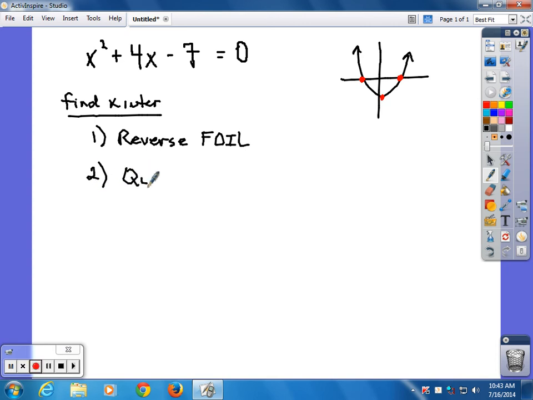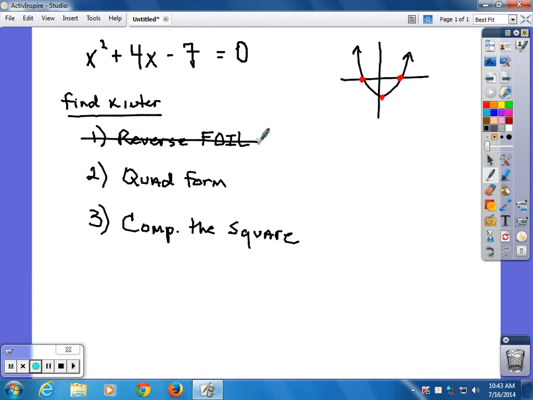2 was the quadratic formula. And 3 is completing the square. And what did I tell you about reverse FOIL? You can only use it sometimes. So it's not good 100% of the time. So we teach it to you so you know how to break down a quadratic. It's a good introductory material to show you, and then you hopefully graduate to this.